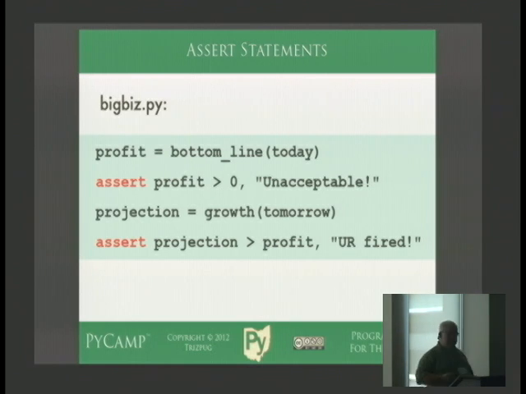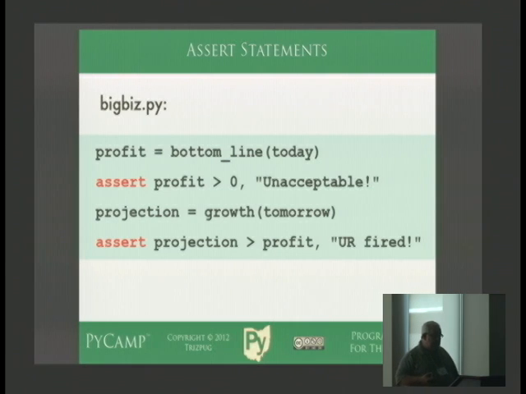That'll be used mostly to find out what the profit is today. And we have another function maybe called growth. And we would give it a datetime object that represents some instant in the future. And that would tell us what our profits are going to look like in the future. And so we can test this code by putting assert statements into it and asking these assert statements to tell us whether what we expect the code to be doing is what the code is actually doing.